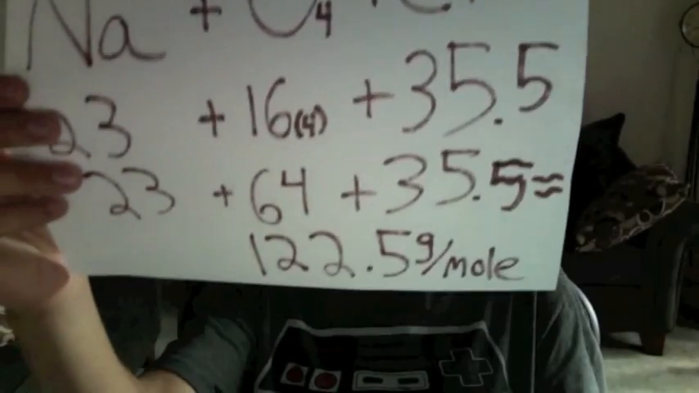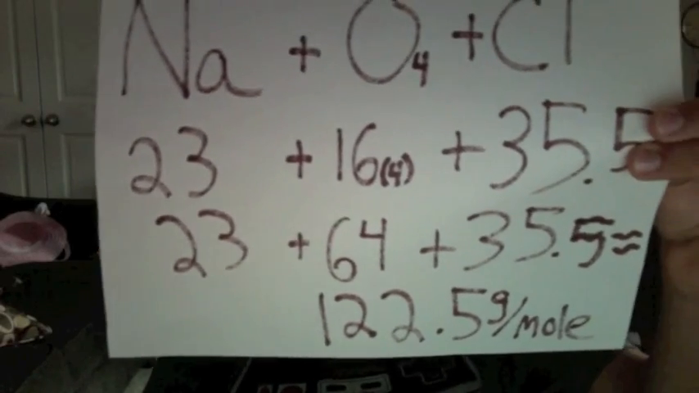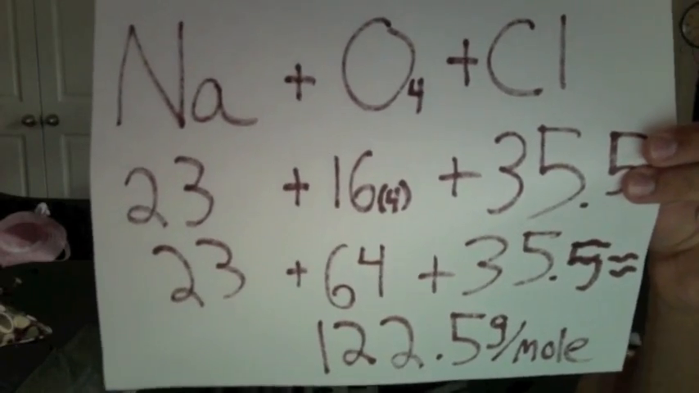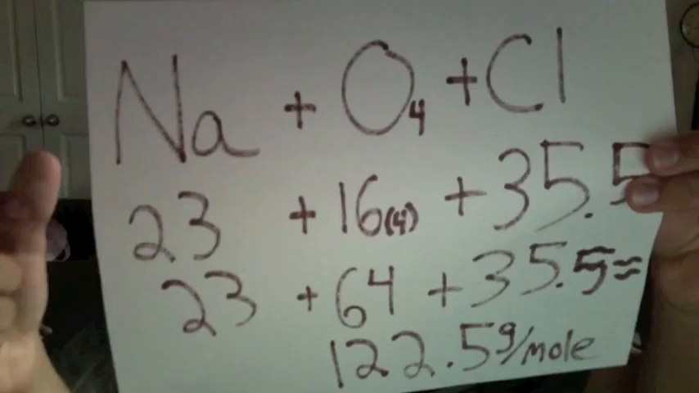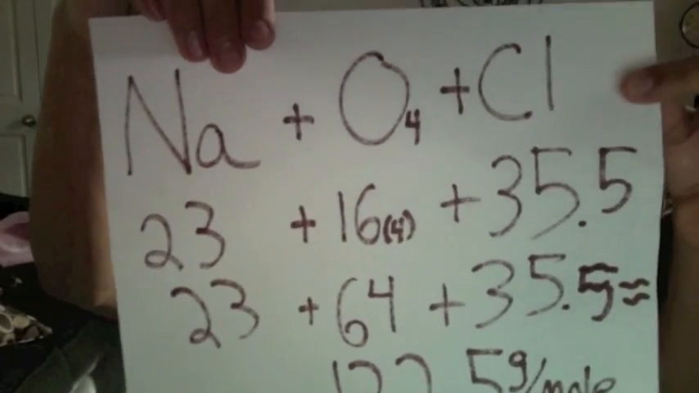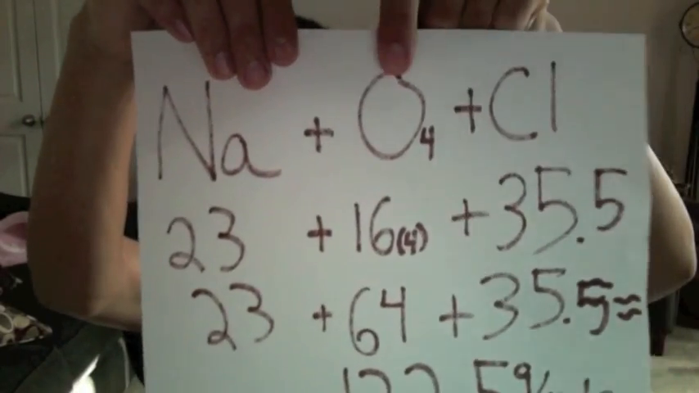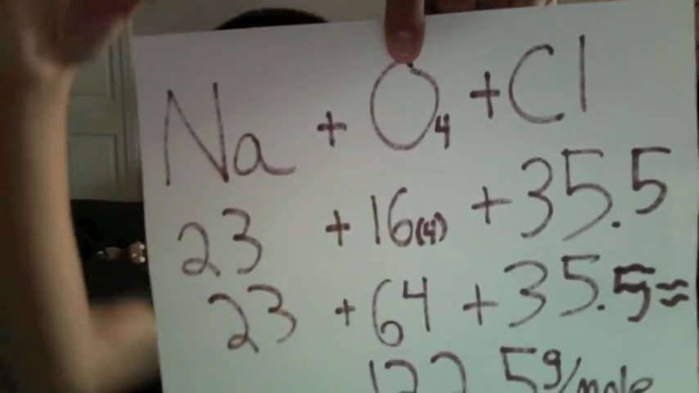Second, add the atomic weights of all the atoms in the molecule to compute its molecular mass. In this example, the molecular mass of NaClO4 is 122.5 grams per mole. To do this, we find the atomic weight of Na, which is 23, the atomic weight of Cl, or chlorine, which is 35.5, and the atomic weight of oxygen, which is 16.